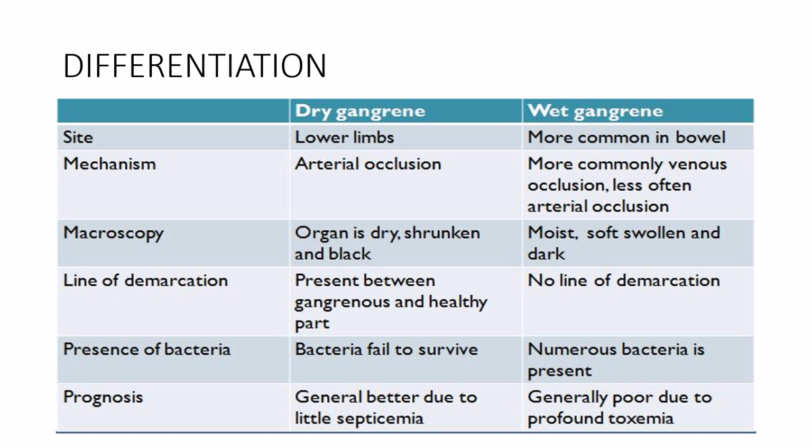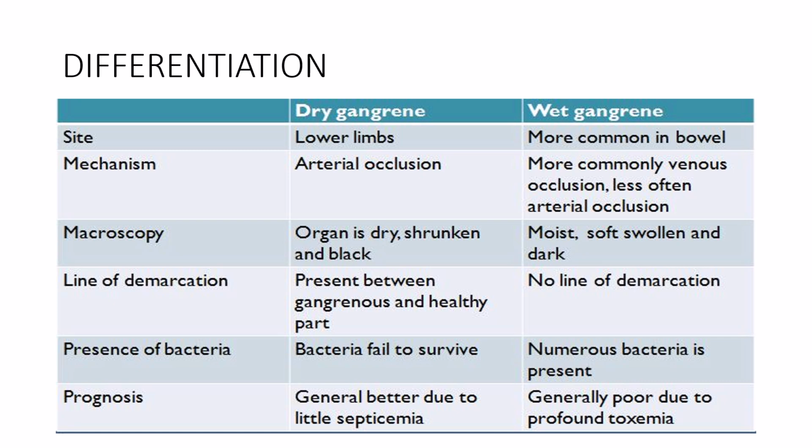In dry gangrene there is slow and gradual blood supply loss, but for wet gangrene you'll find sudden loss of the blood supply. The separation, the line of demarcation that we see, is because of aseptic ulceration. So the presence of bacteria is very less, and it fails to survive.